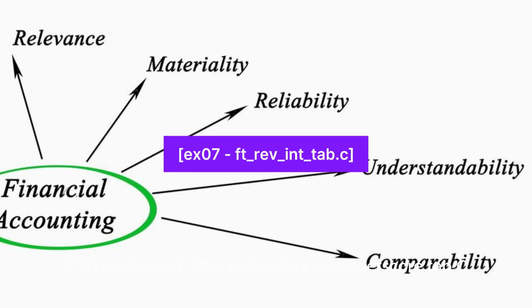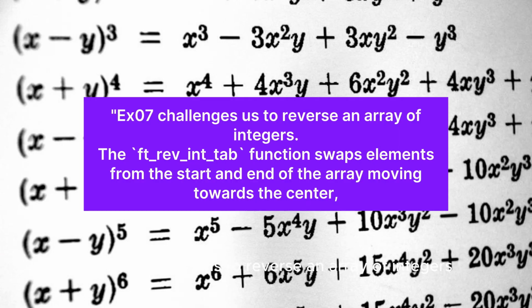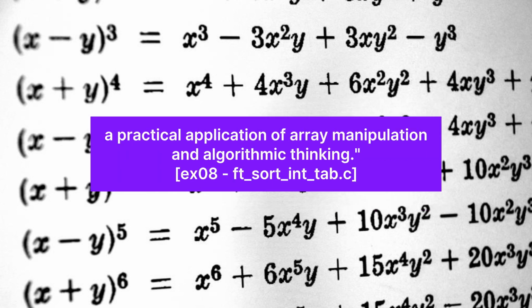X07 ft_rev_int_tab.c. X07 challenges us to reverse an array of integers. The ft_rev_int_tab function swaps elements from the start and end of the array moving towards the center, a practical application of array manipulation and algorithmic thinking.